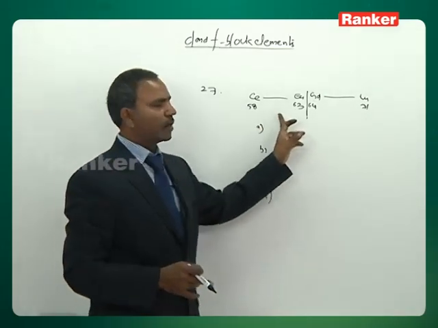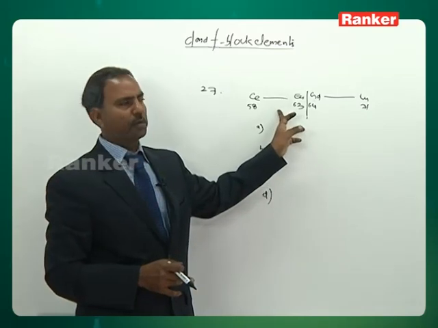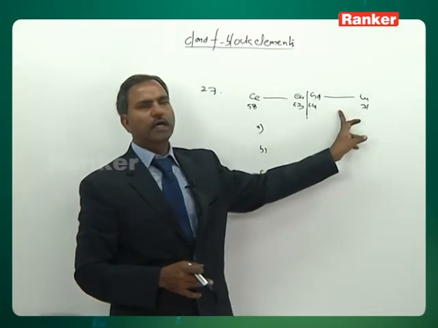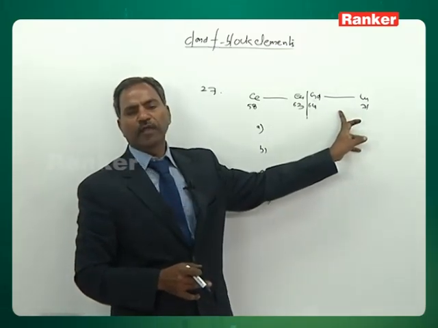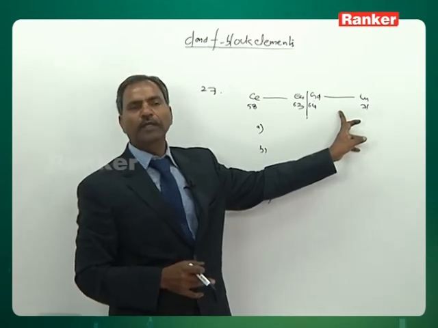The lighter lanthanides are generally known as the cerite group of elements. And the second half of elements, the heavier lanthanides, are known as the yttrium group of elements. We call them yttrium.